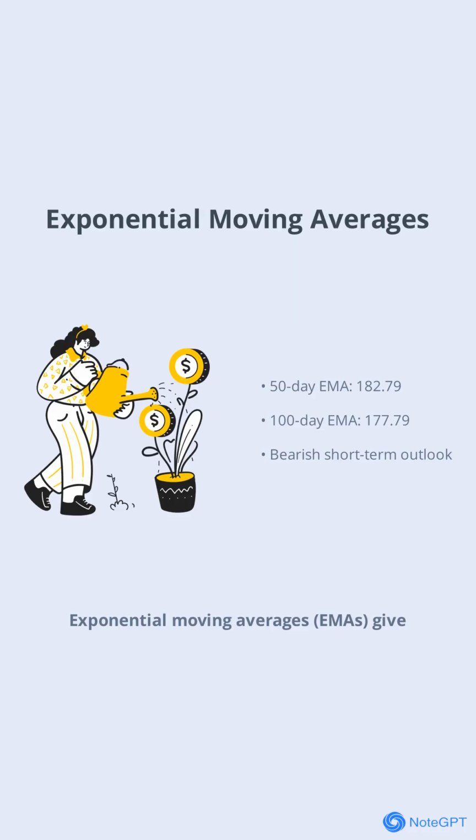Exponential moving averages, or EMAs, give more weight to recent prices. The 50-day EMA is at 182.79 and the 100-day EMA is at 177.79. Both are above the current price, reinforcing the bearish short-term outlook. EMAs are particularly useful for identifying trend changes earlier than SMAs. The alignment of these EMAs above the current price suggests that sellers have been in control recently, and a break above these levels could be an early sign of a reversal.